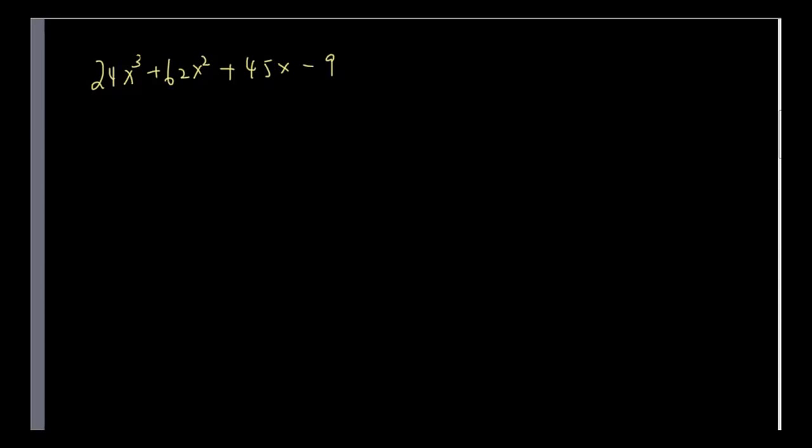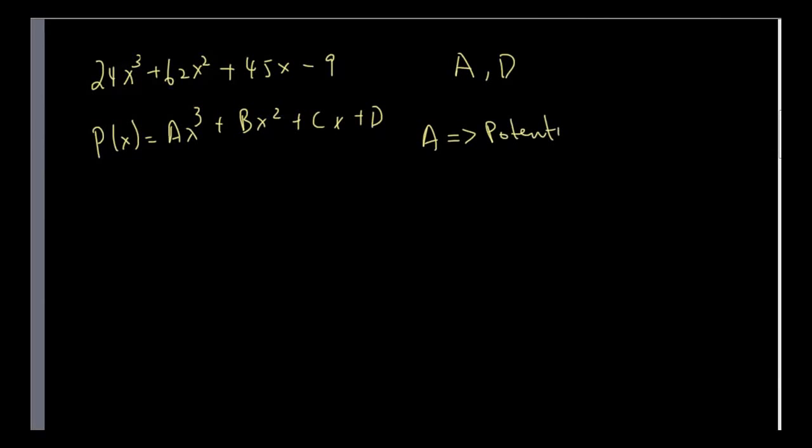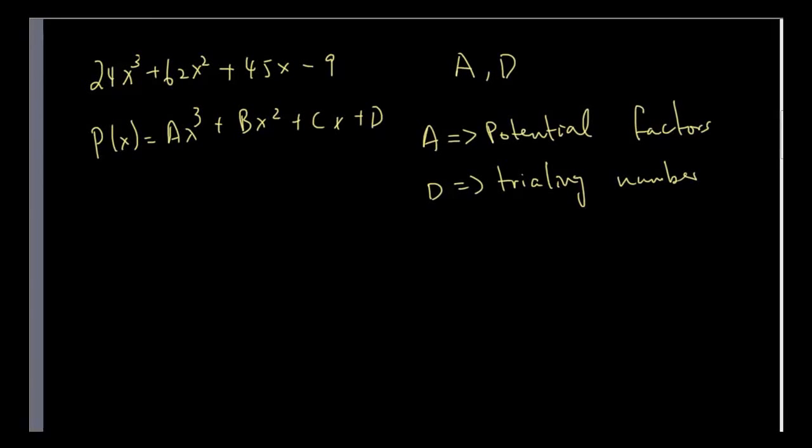Hey guys, welcome back. In this lecture, I just want to show you another more complex example of a third order polynomial. From our last lecture, p(x) is equal to ax cubed plus bx squared plus cx plus d, right? And I mentioned that you need to look at two numbers, the number a and the number d. Number a shows you the potential factors, and d tells you the trailing numbers that you need to substitute in order to find p(x) equal to 0.